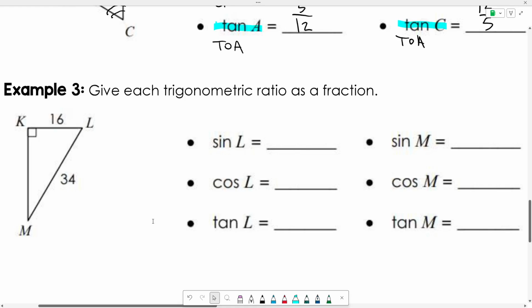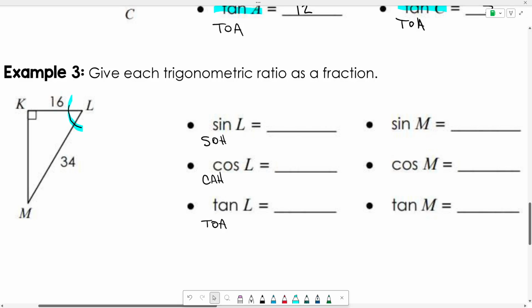Looking at example 3 here, I need to go through and find each of my ratios. So I'm doing angle L. Angle L is right here. So with angle L, the sine is opposite over hypotenuse. Cosine is adjacent over hypotenuse. And tangent is opposite over adjacent. I am missing a side.